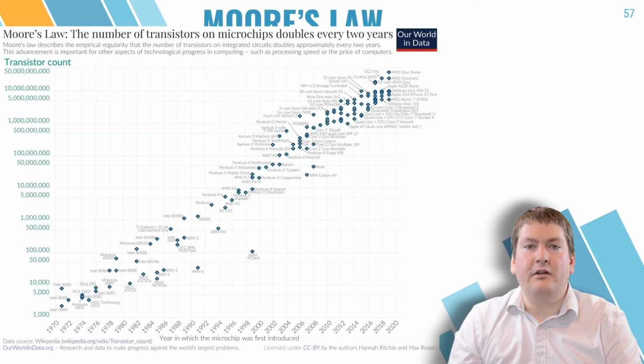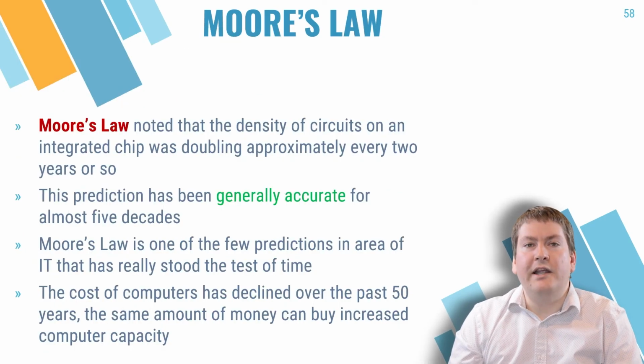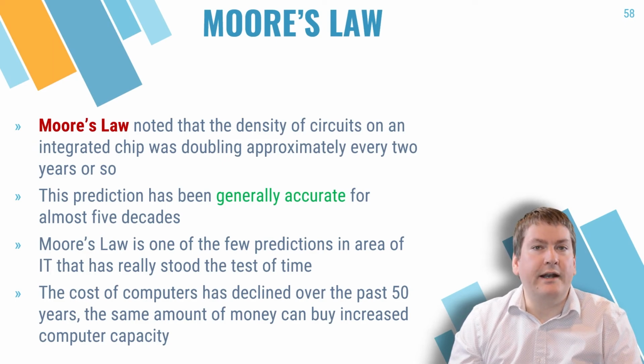Shown here is a logarithmic graph that shows the number of transistors on a microchip over time, and it generally fits Moore's prediction. The implications this has for technology are quite profound. If we can fit more components on a chip of the same size, that means we can make faster computers or computers that could store more data.